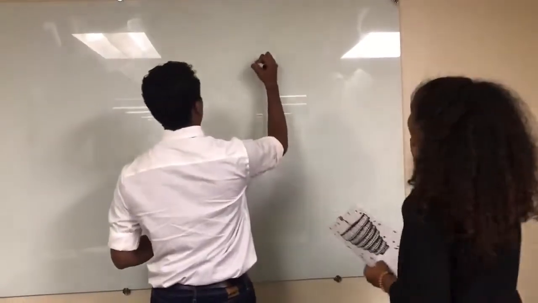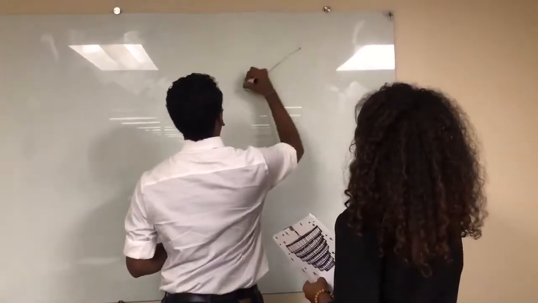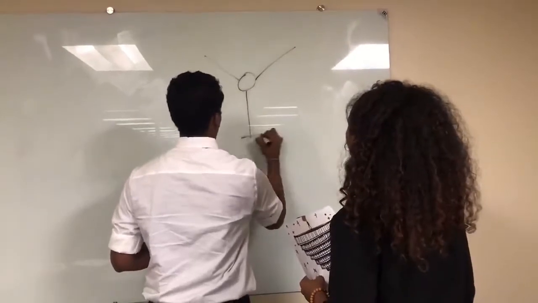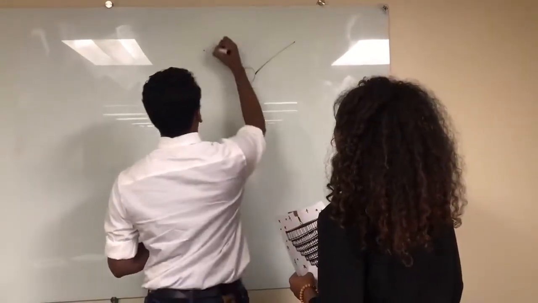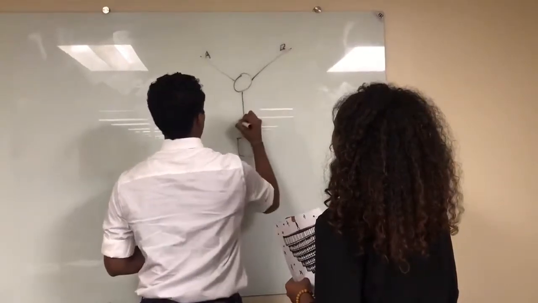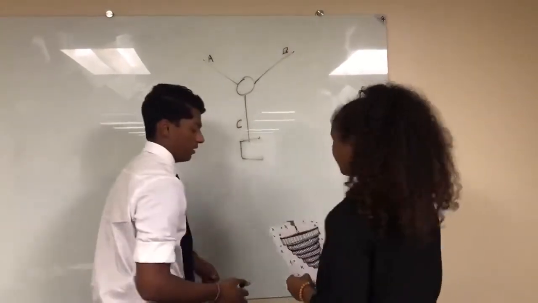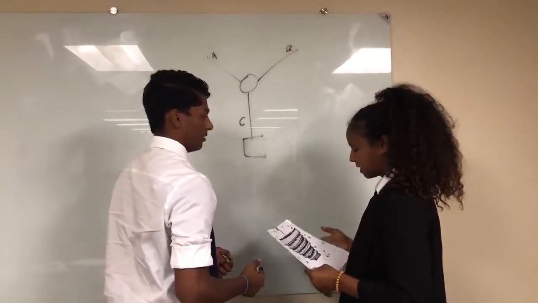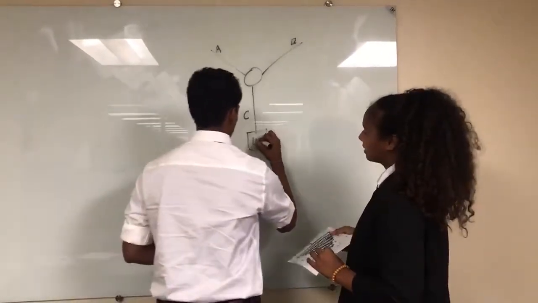You need help. Okay, so let's draw a diagram first. Okay, so here's the chandelier. This is A, this is B, and this is C. Now, what do you know? I know that this weighs 10 kilograms.